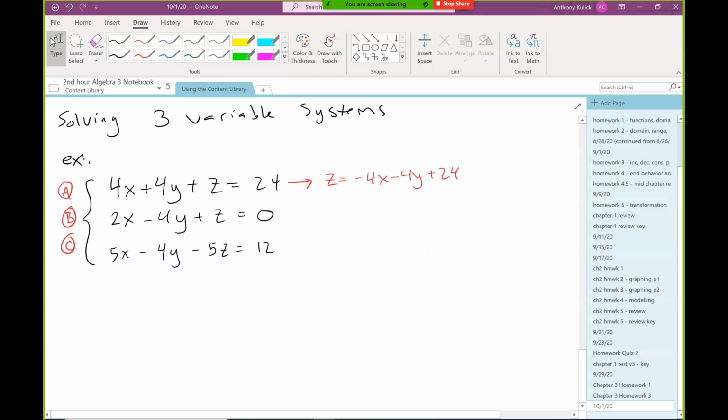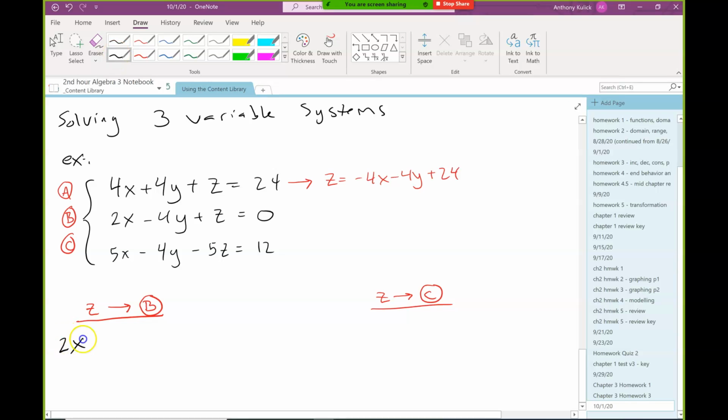Okay. So what I'm going to do then is take this value for z and plug it into the other two equations that we haven't done anything with. I'll plug it into B and I'll plug it into C.